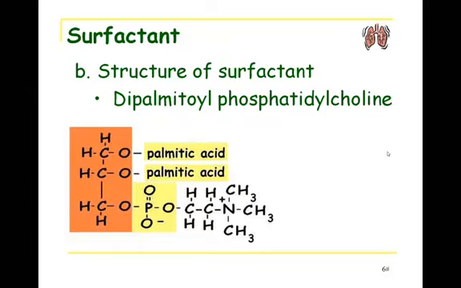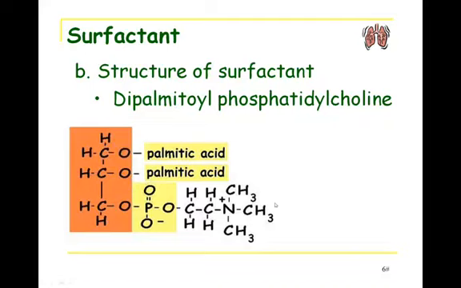You'll be hearing that term lecithin at a later date in Physio 2 when we discuss lecithin as a component of bile. But in this case, we're talking about pulmonary surfactant. In dipalmitoyl phosphatidylcholine, this is the structure here. You have a glycerol backbone. You got 2 palmitic acids. That's the dipalmitoyl, meaning 2. And this here is the phosphatidylcholine.